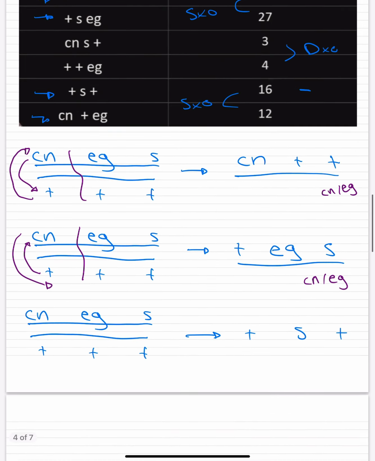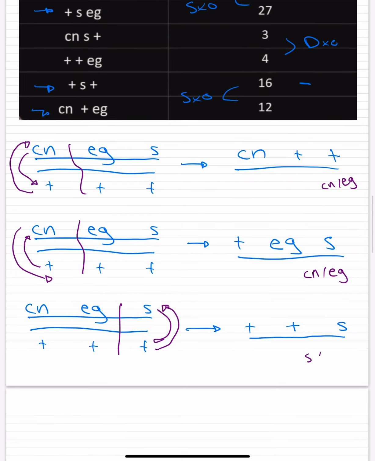So for this gene, right here, the plus S plus, we know that, at least from the way we're writing it, S is on the end, and plus, or EG, is in the middle. In order to get this genotype, you have to have a crossover occur between EG and S. So this S crosses over and switches places with the plus, and the plus switches places with the S, and that gives us this genotype. So we know that this is a crossover between S and EG.